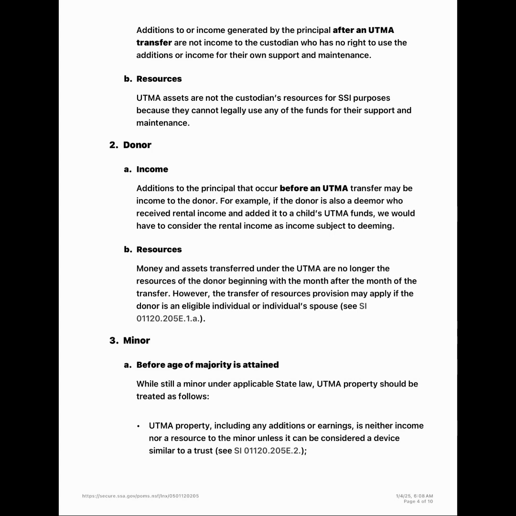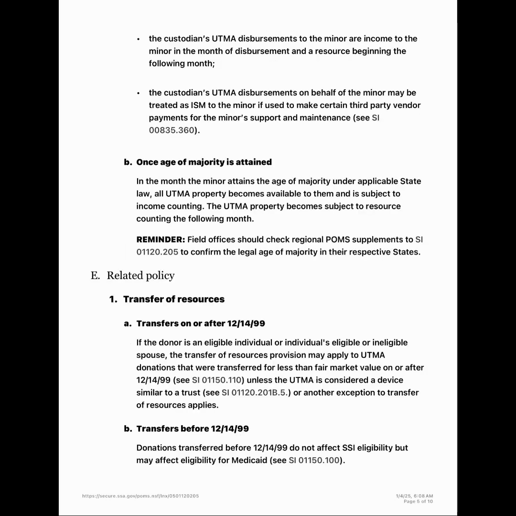The document outlines procedures for developing and documenting UTMA accounts during initial claims and redeterminations. What's the key takeaway here? Proper documentation is essential. The SSA requires evidence of the UTMA transfer, such as a deed or bank statement. Without proper documentation, the transfer may not be recognized. And what about the CG field in the system? The CG field is used to record the UTMA information, including the balance and the date the minor reaches majority. This ensures consistent tracking of the account.